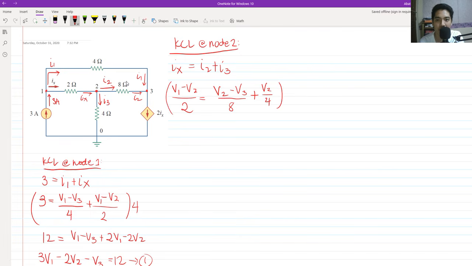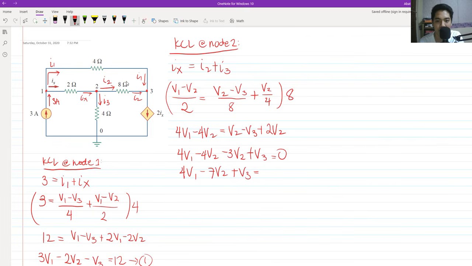So if we multiply this by 8, we have 4 V sub 1 minus 4 V sub 2 equals V sub 2 minus V sub 3 plus 8 over 4, which is 2 V sub 2. If we are going to simplify this, we have 4 V sub 1 minus 4 V sub 2, and 2 V sub 2 plus V sub 2 would be 3 V sub 2. Transpose it, so it becomes negative 3 V sub 2 plus V sub 3 equals 0. So we have 4 V sub 1 minus 7 V sub 2 plus V sub 3 equals 0. So that is our second equation.